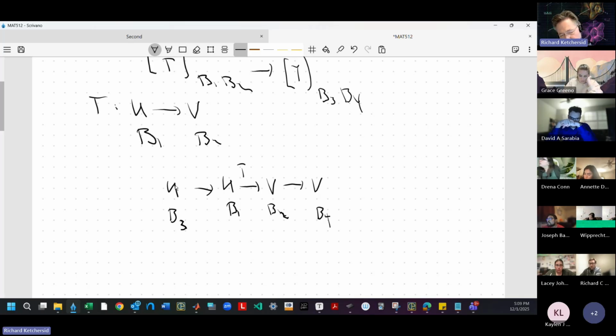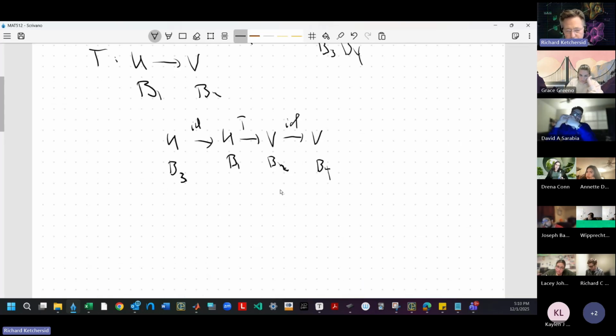And so what is this map here doing? Well, it's really just the identity map, right? We're just taking u to u. I just want to use it for a basis transformation, for a change of basis. And I'm going from v to v. Well, again, that's just the identity map, but I want to use it for a change of basis.